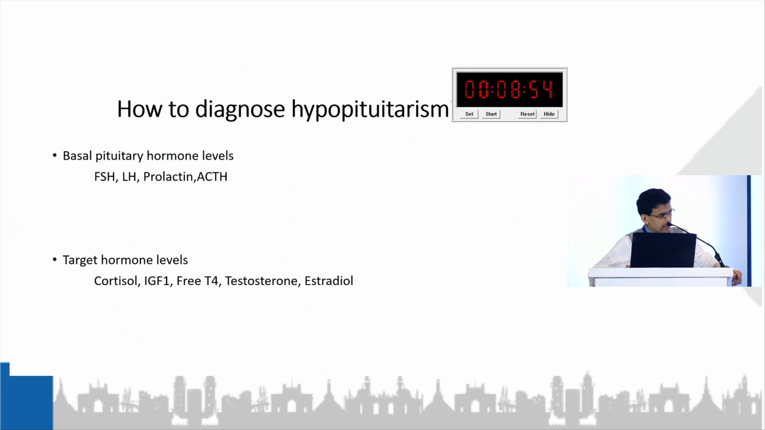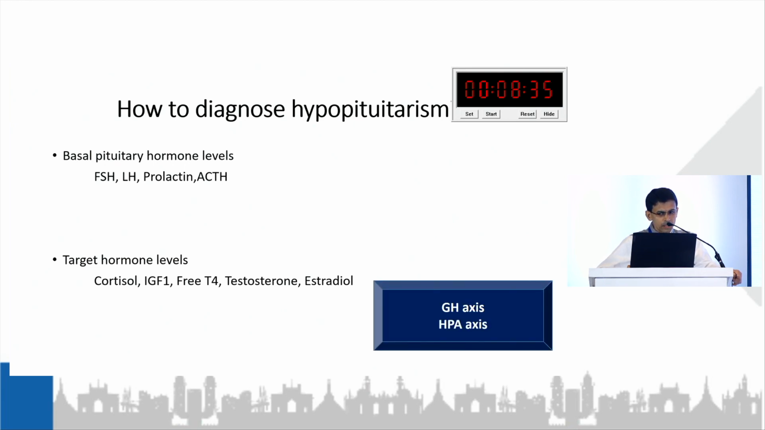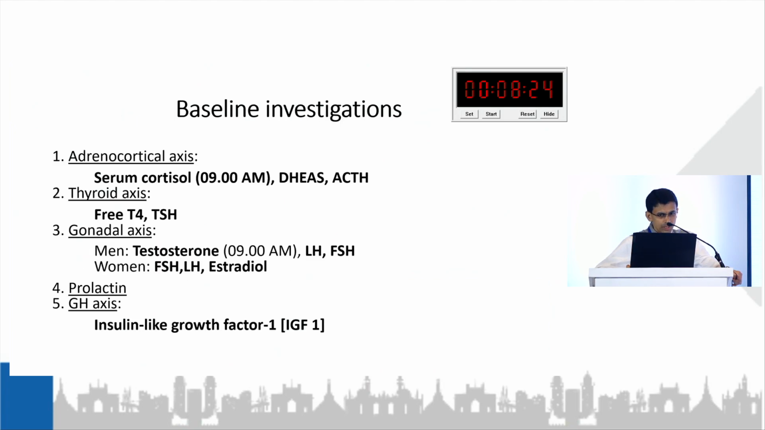So how to diagnose hypopituitarism? Coming to the lab evaluation, we have basal pituitary hormone levels: FSH, LH, prolactin. If you have good machines, then you can go for ACTH also. The target hormone levels: cortisol, IGF-1, FT4, testosterone or estradiol. These are the target hormone levels we can evaluate. But for the growth hormone axis and hypothalamic pituitary adrenal axis, most of the time we require dynamic testing because the baseline values will not give us the proper diagnosis.